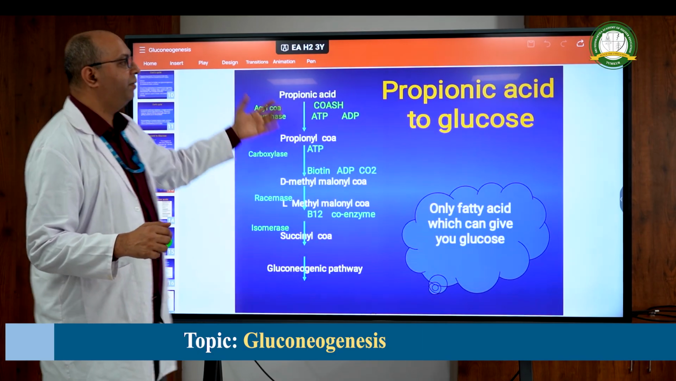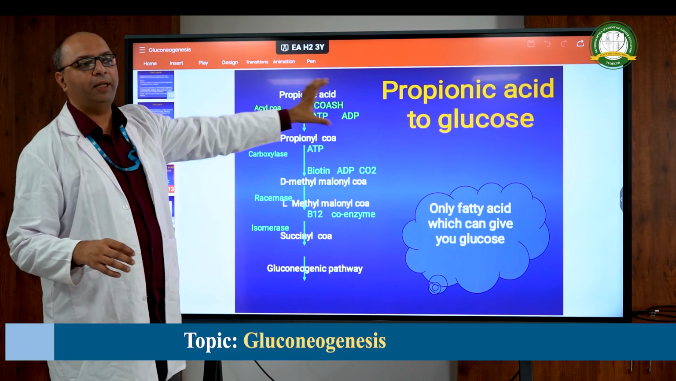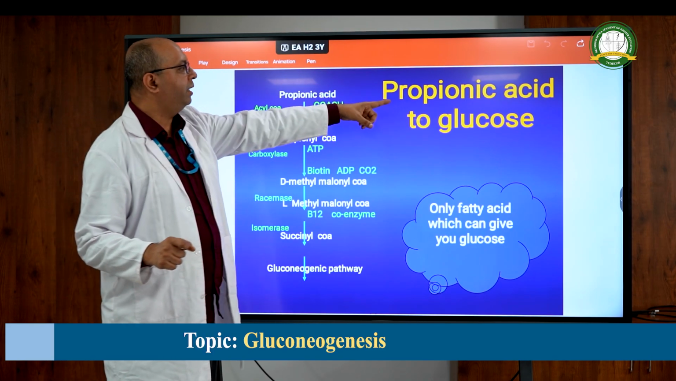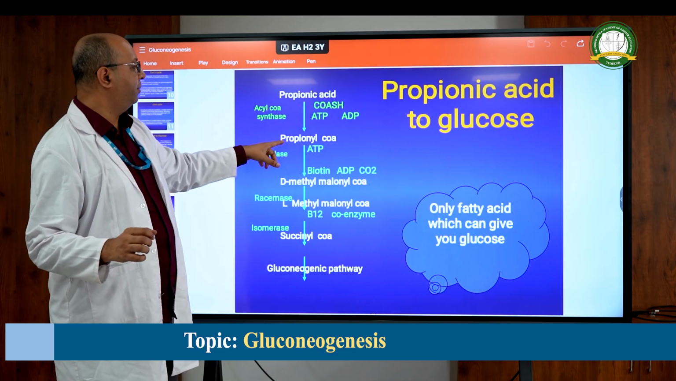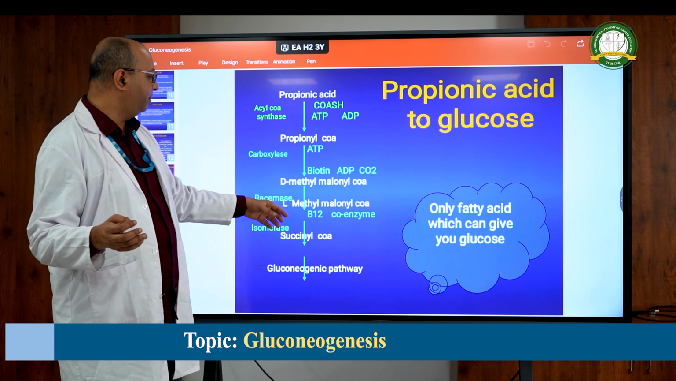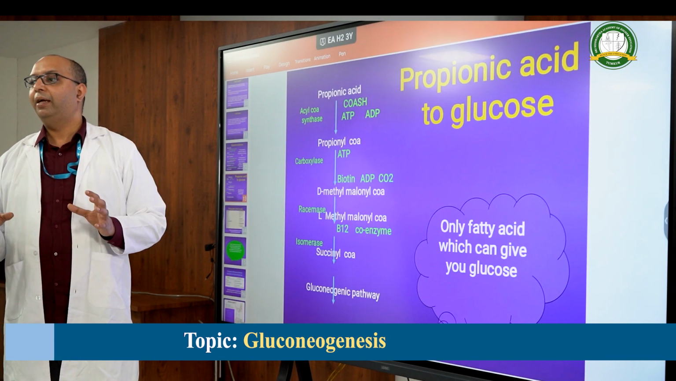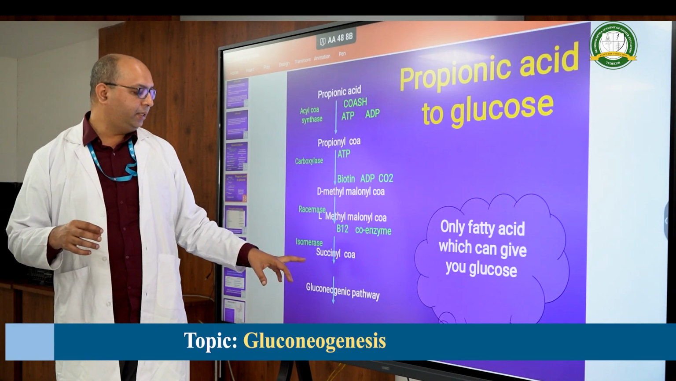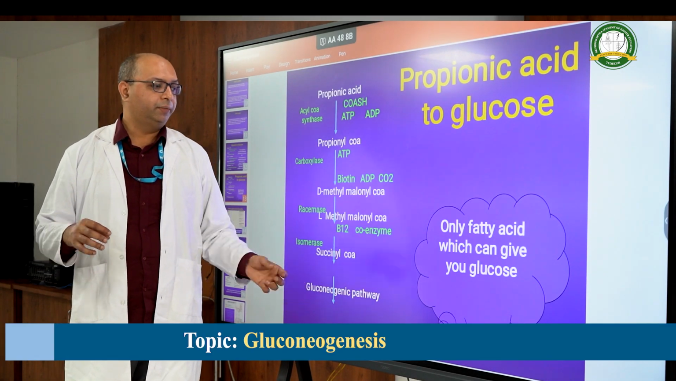Propionic acid, each one they have explained. All the reactions I explained in the diagram, each step they have explained in detail. Propionic acid will give rise to propionyl coenzyme A, and propionyl coenzyme A will first form methylmalonyl coenzyme A, and it will give rise to succinyl coenzyme A. It is an intermediate of the TCA cycle, and it will lead to glucose formation.